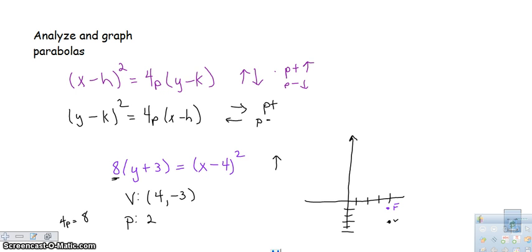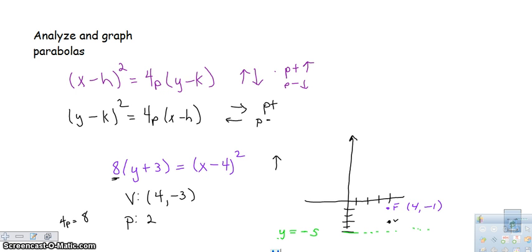Well, my directrix on this one should be horizontal. So this is my directrix. Sorry about my non-straight line. So my directrix is the equation y equals negative 5 because it's 2 below the vertex. My focus up here, that ordered pair would be positive 4, negative 1. Okay, so those are things when they say analyze, you have to tell them.